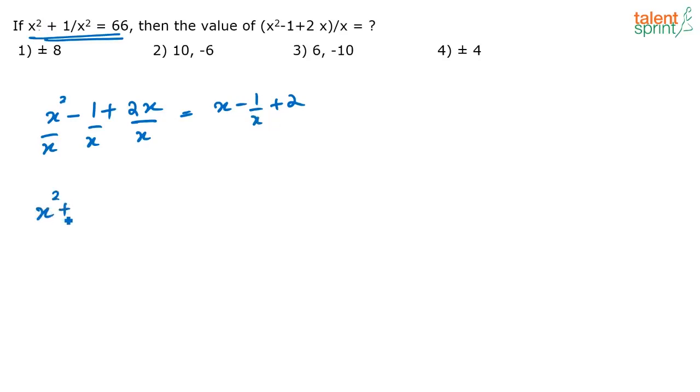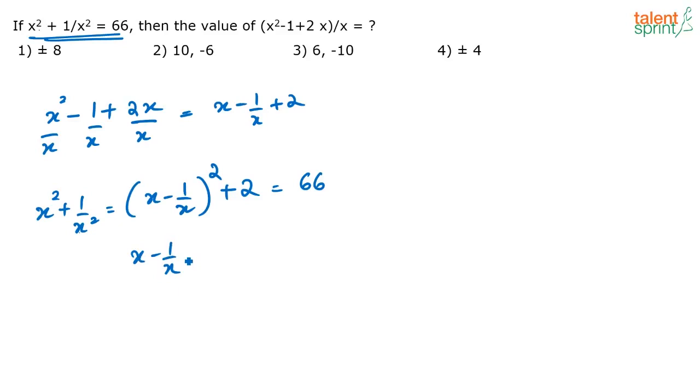See, I can say x squared plus 1 by x squared is nothing but x minus 1 by x the whole squared plus 2, correct? Because when I expand this, I will have a minus 2 which will get cancelled with this plus 2. So I can say x squared plus 1 by x squared is equal to x minus 1 by x the whole squared plus 2, correct? Or this is already, it is given as 66. So what is x minus 1 by x the whole squared? X minus 1 by x the whole squared is equal to 64, or I can say x minus 1 by x is equal to plus or minus 8.